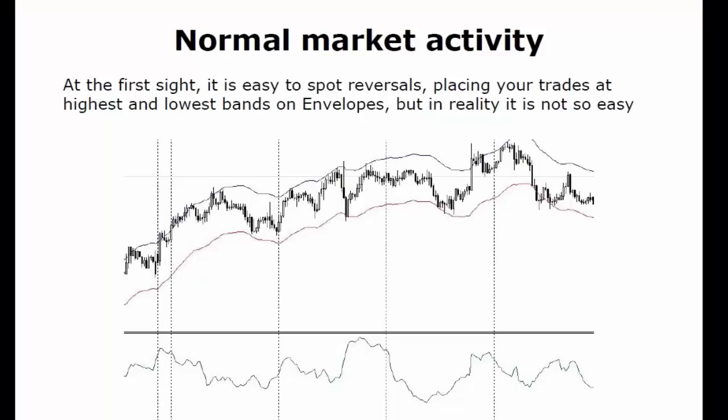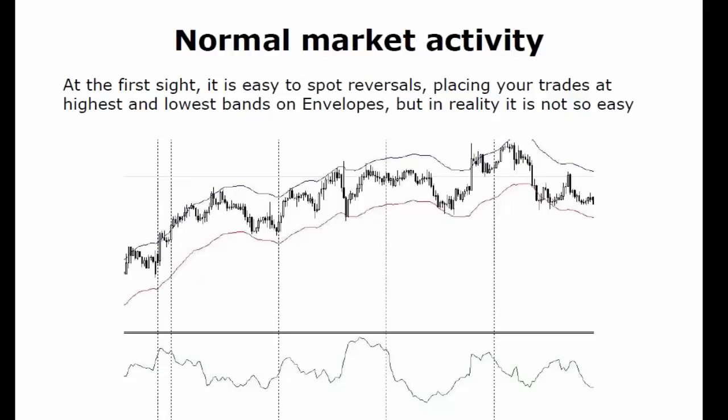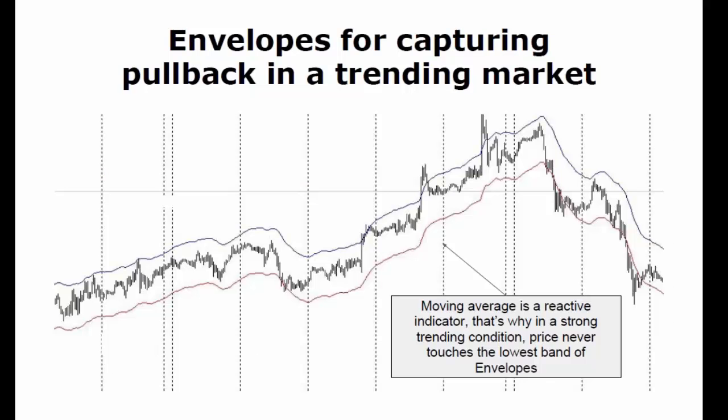You can use envelopes for capturing pullbacks. Especially when you align envelopes with a moving average, like it is shown here. Well, here you see no moving average, but you see the trending market. And you can have entry points using pullbacks, right?